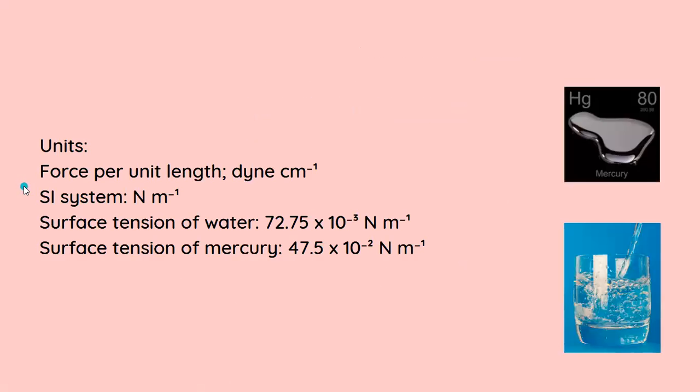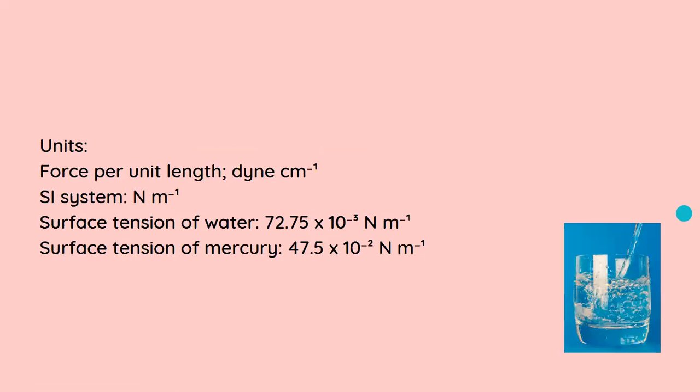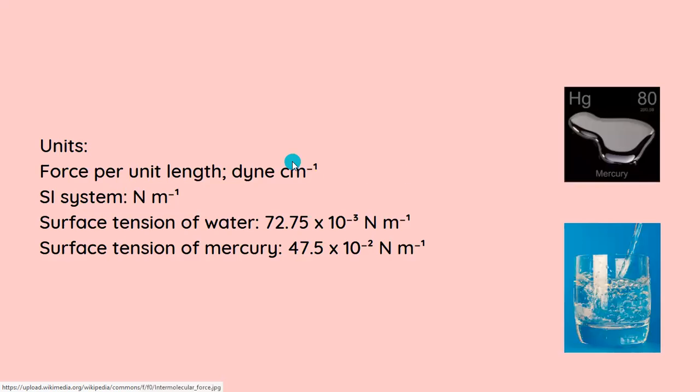Basically, surface tension: like in gases, the liquid molecules on the surface have some amount of imbalance in terms of force because they are pulled downwards, and this is not observed in the bulk. This tension due to imbalanced forces, this whole effect, is called surface tension. The units of this are dyne per centimeter, and in terms of the SI system, it's Newton per meter.